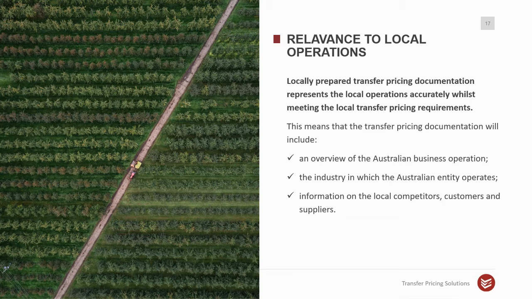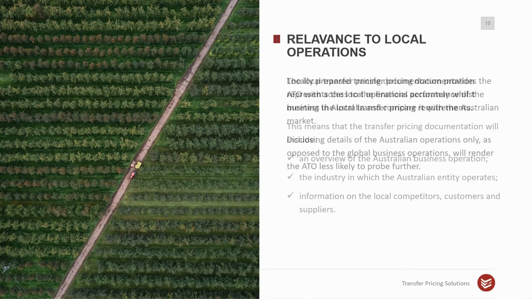Locally prepared transfer pricing documentation does represent the local operations accurately whilst meeting the local transfer pricing requirements. This means the documentation will need to have an overview of the Australian business operations, the industry in which the Australian entity operates, and information on the local competitors, customers, and suppliers.